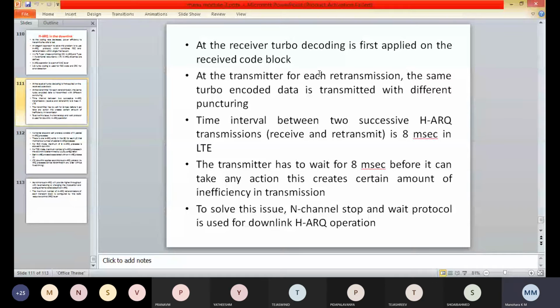RVIDX indicates whether it is a new transmission, that is RVIDX is equal to 0, or the ith retransmission, that is RVIDX is equal to 1, 2 or 3. The time interval between two successive HARQ transmissions is typically 8 milliseconds in LTE.